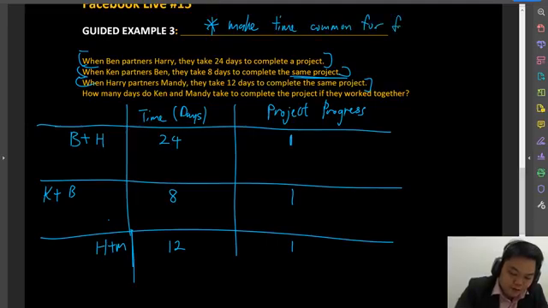For fair comparison, make the time the same for fairness. Let me just put fairness for short.